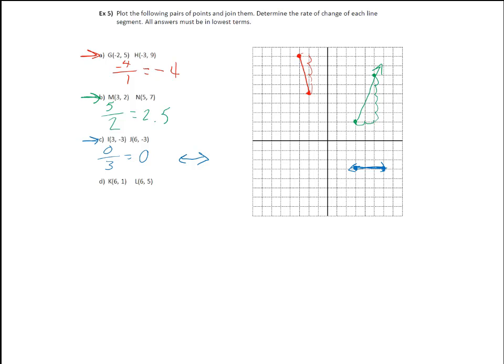Our next example, I'll use, let's go with purple. Actually, let's go with black. Let's use black ink. We haven't done that yet. So we have black ink here. We have the point 6, 1. So at 6, +1, that's our first point. And then the second point is 6, +5.